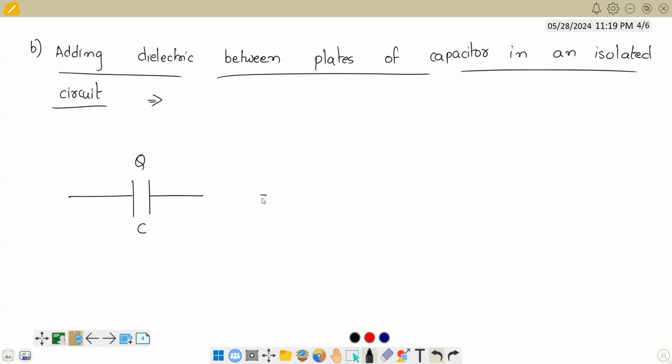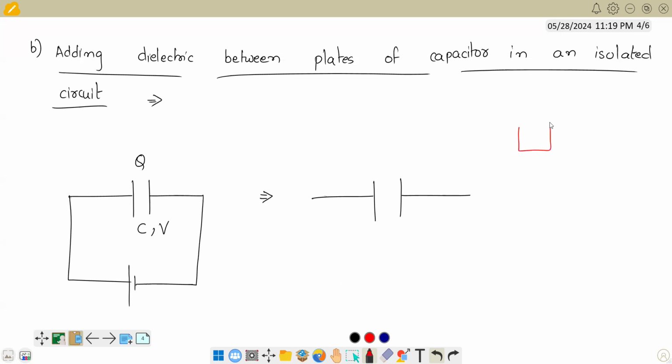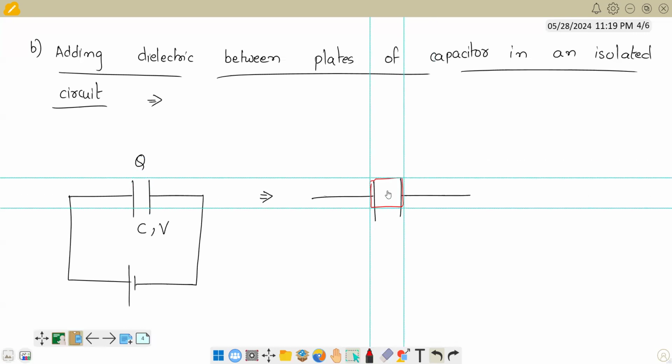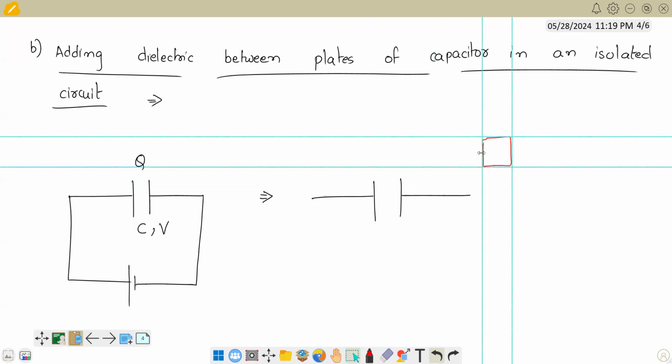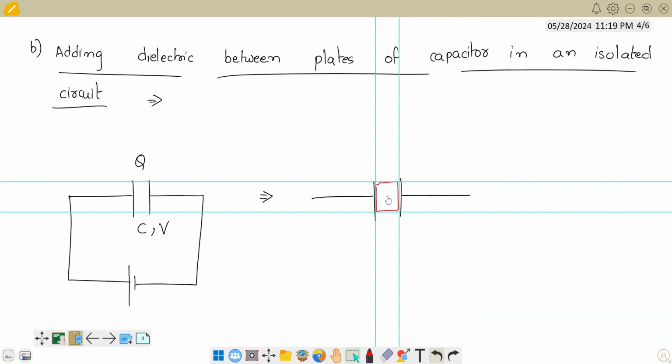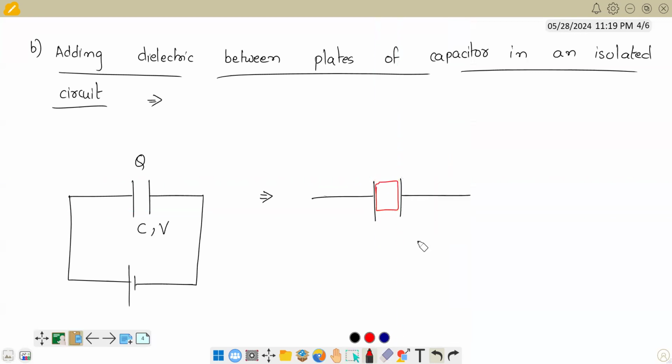Now let us say its original voltage was V. Now I disconnected it from a battery. Originally it was connected to the battery. Now, the first step, I will disconnect the battery. As you can see, I did not draw any battery here. Then I will take a dielectric and literally place this dielectric between the plates of the capacitor in an isolated system.